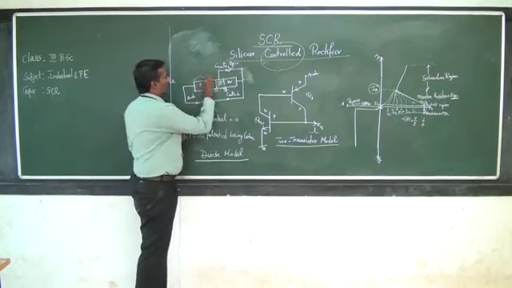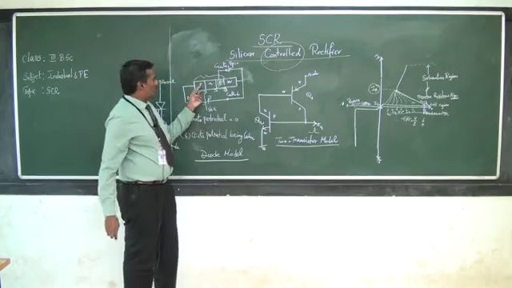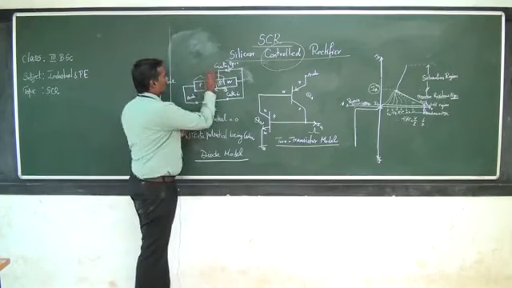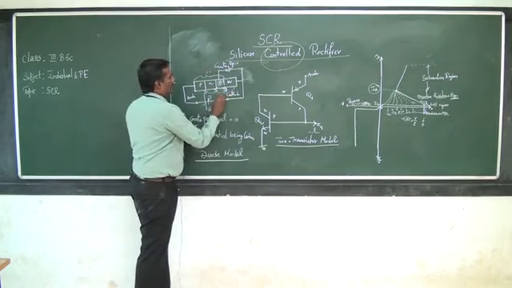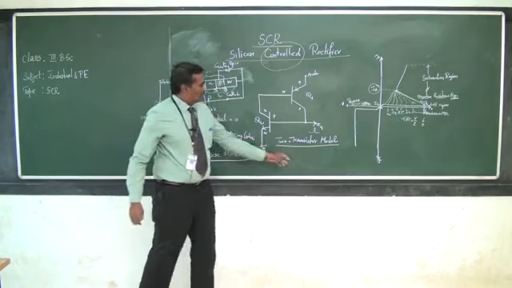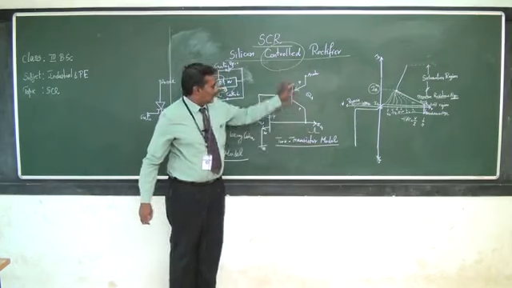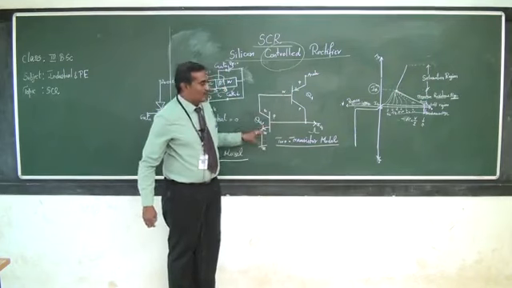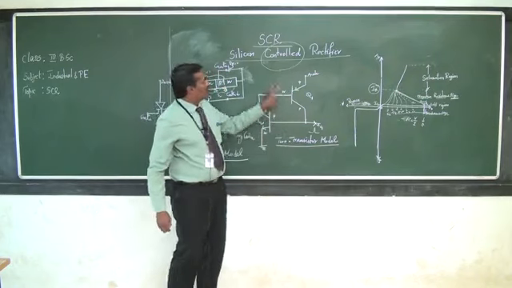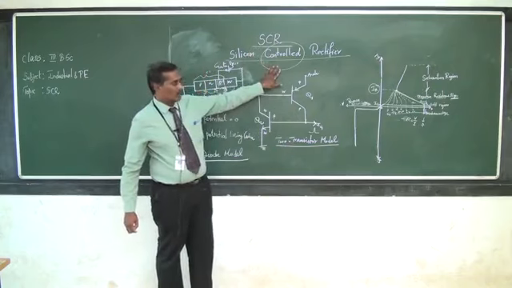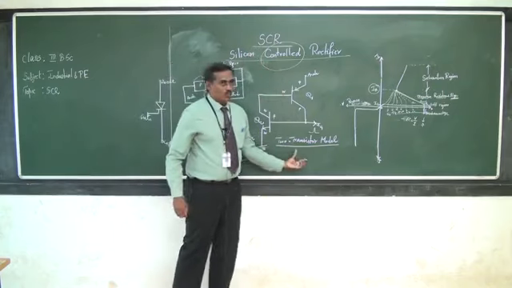When you consider the transistor model, the PNP forms one transistor and the NPN forms another transistor. So this is the two transistor model of the SCR. That means PNP then NPN. When combined together, they form a silicon controlled rectifier. Let us see how it works here.